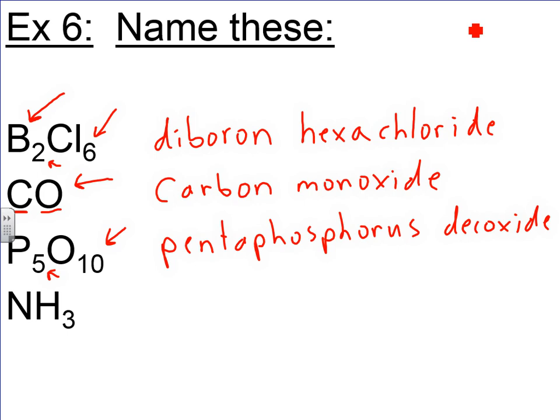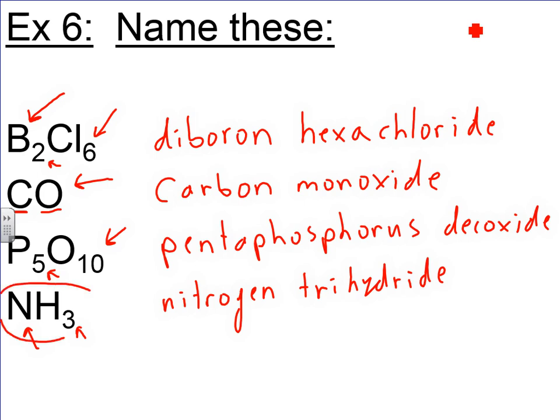And the last one here, we have nitrogen. Again, no mono for the first element, so just nitrogen. And then H3 is trihydride. Tri and hydrogen becomes hydride. Nitrogen trihydride. Now, this compound actually has a special name. This is a famous compound that has a common name because it's so common in chemistry, and it's actually called ammonia.